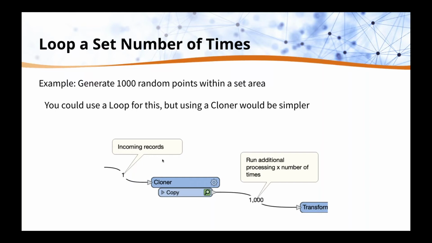So in this case, particularly if you know exactly how many records you need or how many times you need to loop through, a cloner is often a good replacement for using a true loop inside FME. Here we've got our incoming records, just one coming through. We're cloning it 1,000 times, and then we're going to run the processing 1,000 times because of that.